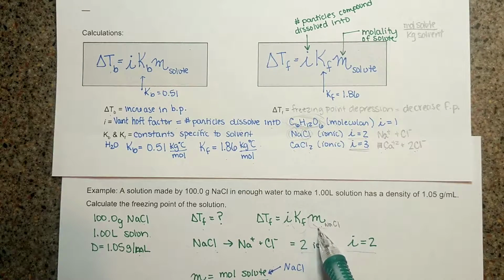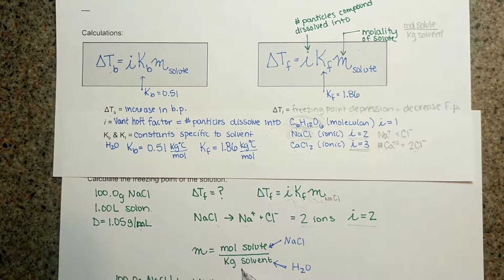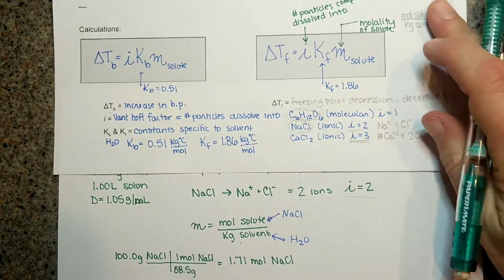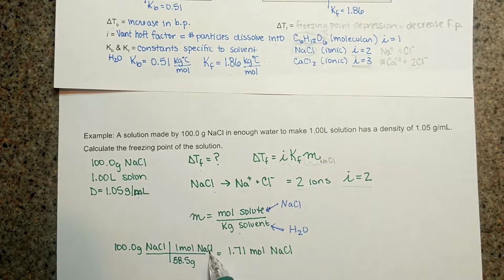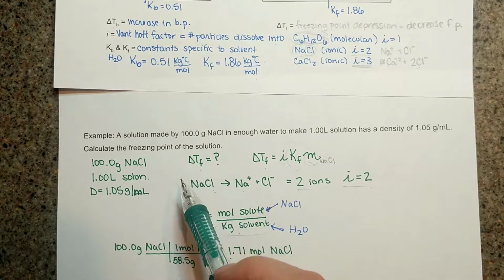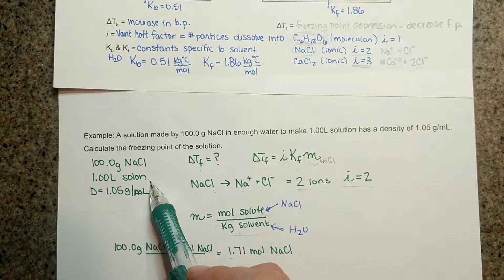And now I need to calculate my molality. Molality is moles of solute per kilograms of solvent. My solute being my sodium chloride, my solvent being my water. I can convert my grams of sodium chloride into moles of sodium chloride using molar mass, and I get 1.71 moles of sodium chloride. I then need my kilograms of solvent, and that is where my density is going to come into play and my total volume of my solution.